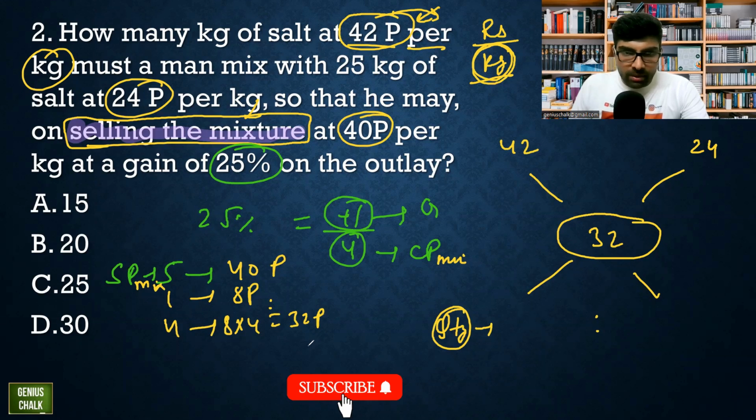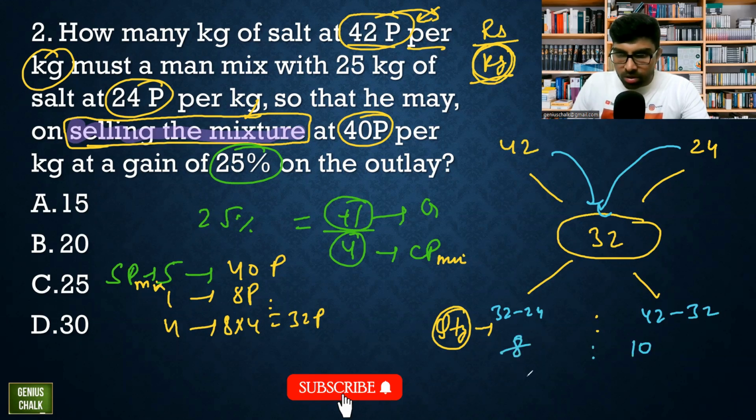So let's do that. Here we have 24. 32 is more, so 32 minus 24, and it should be 42 minus 32. So what is that? 8 is to 10. This is 4 is to 5.